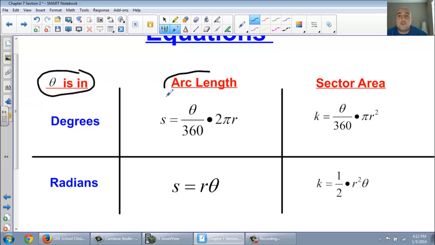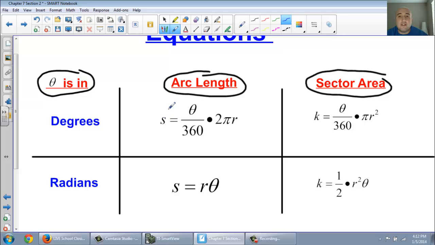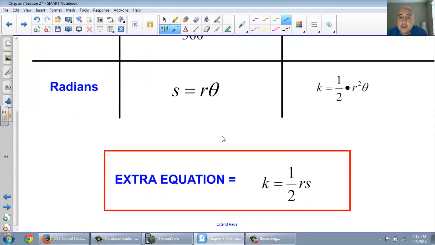And then here are the two things that we are solving for. The first one is arc length. Arc length, if we notice, is always S, so both of these are S's. Sector area is K, so we're going to use K for sector area. You shouldn't have to write these down. You have them right here. They're not that hard. And then at the very bottom, we have this extra equation that we're going to need to use for some particular examples, depending on what we're dealing with.